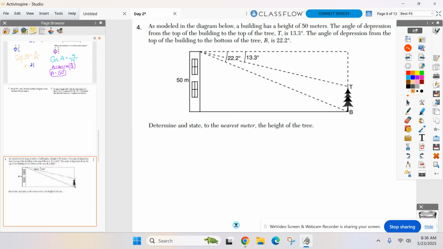There's my answer. It's probably going to be a multi-step one. So this is a previous Regents question that ended up in Part 3. You guys need to figure out how tall is the tree. How tall is it?